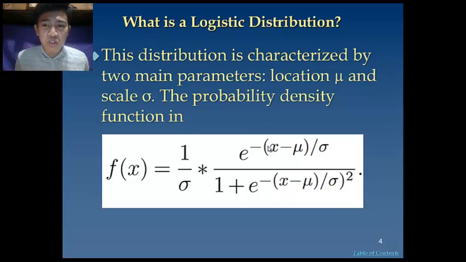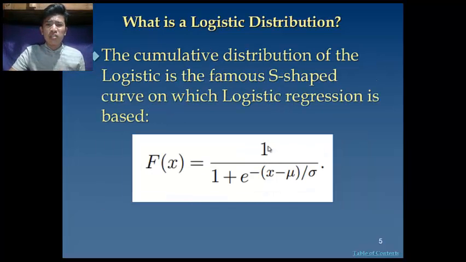This distribution is characterized by two main parameters, the location mu, and the scale sigma. The probability density function f of x is equal to 1 over sigma times e to the power of negative quantity x minus mu over sigma, all over 1 plus e to the power of negative x minus mu over sigma quantity squared.